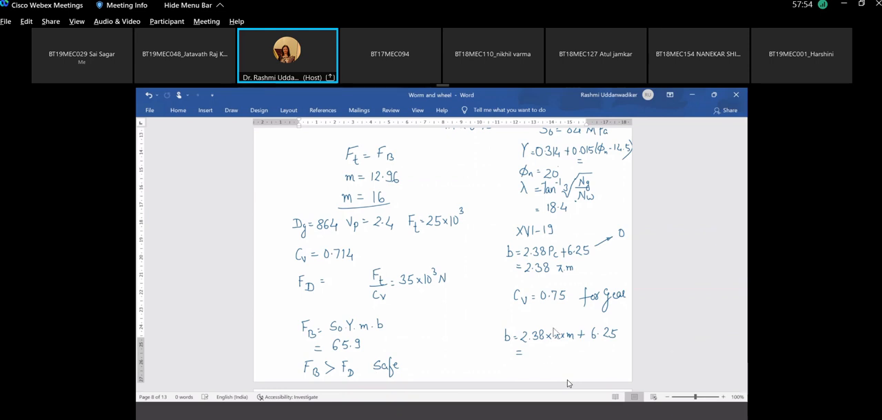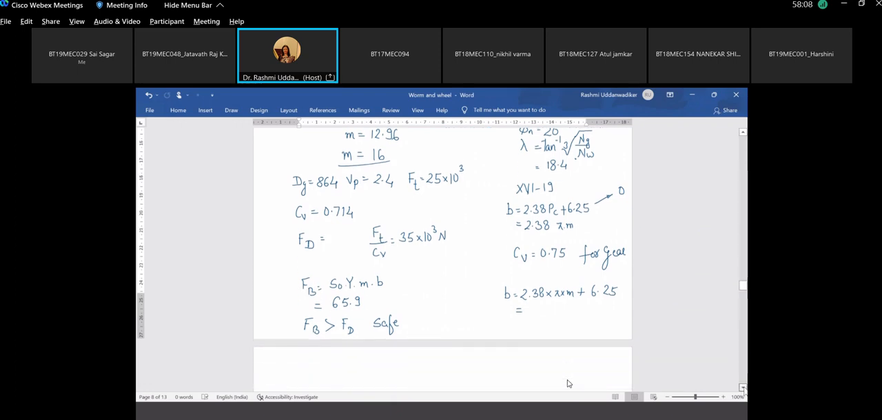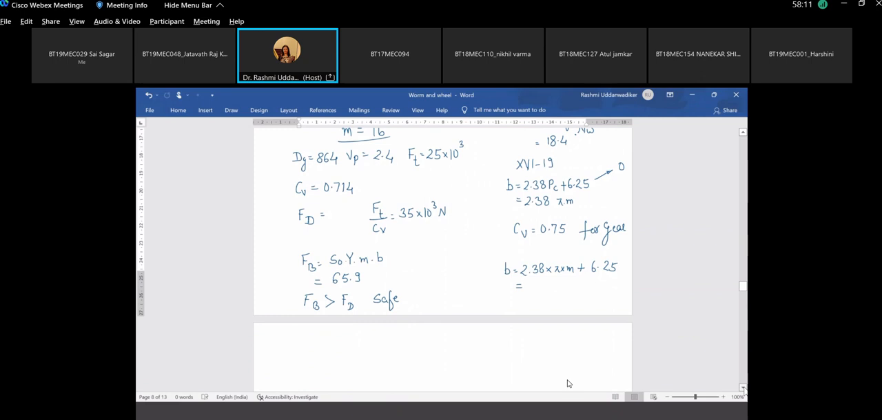So for worm and worm wheel, I am repeating, the dynamic load is taken as static load upon CV, where CV is this calculated CV. And this value will directly compare with FB without CV. This is FB without CV. We don't have a formula defined for the incremental load.